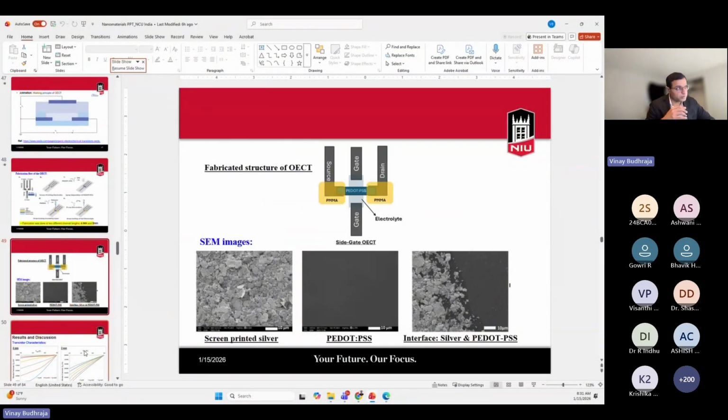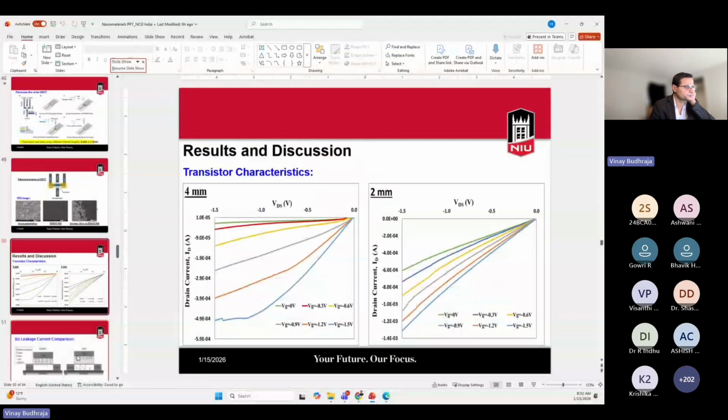So this shows the fabricated structure of the OECT, and the SEM images show the screen printed layers of PEDOT:PSS and the interface of PEDOT:PSS. When there's a reaction of the electrolyte with the affected cells, the interface of PEDOT:PSS with the silver changes.